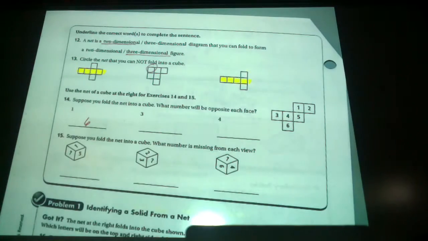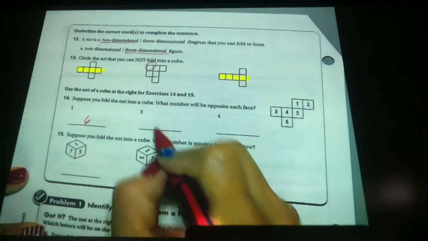All right, so what about 3? We already discussed that one, didn't we? 3 is opposite of 5. And what about 4?